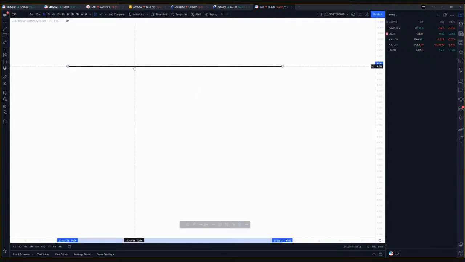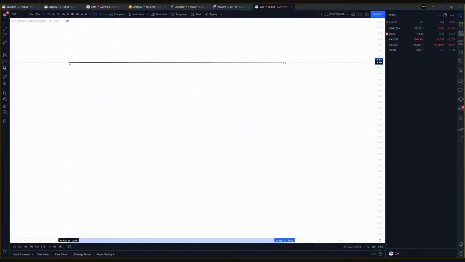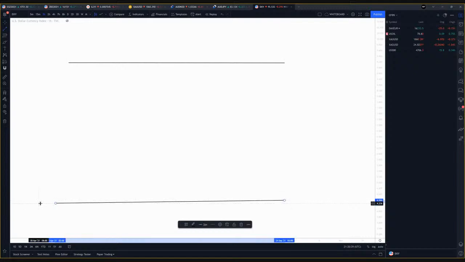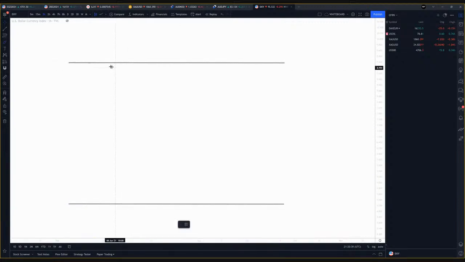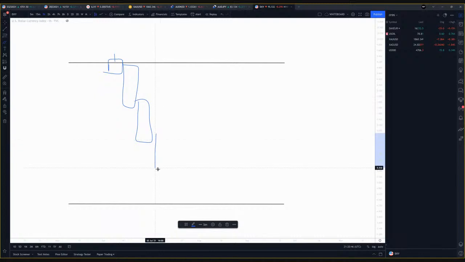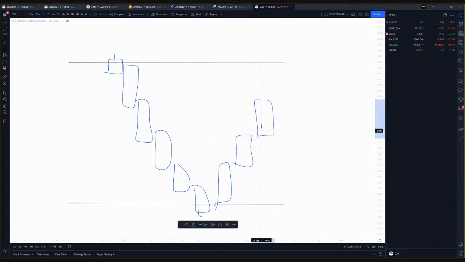How do you determine price direction on the chart? How do you determine price direction on your high time frame? Price is always gonna be inside some form of a range.